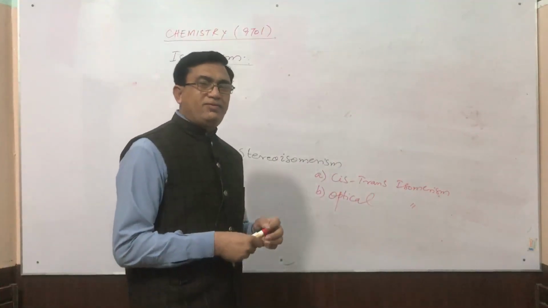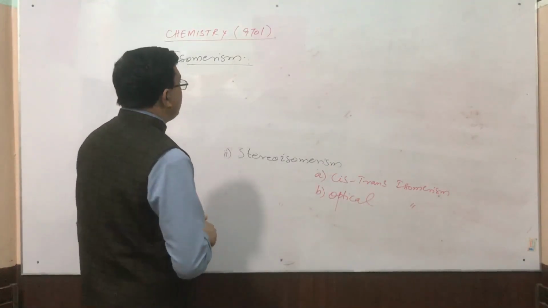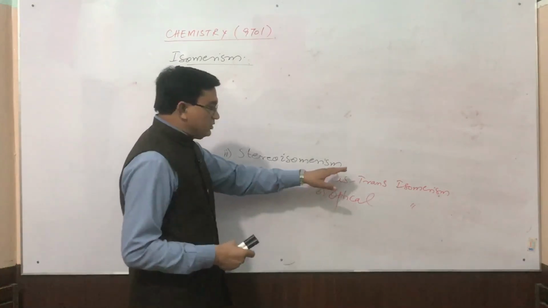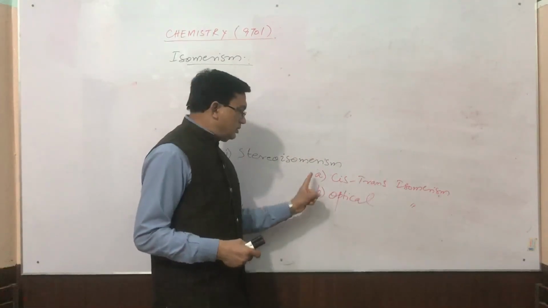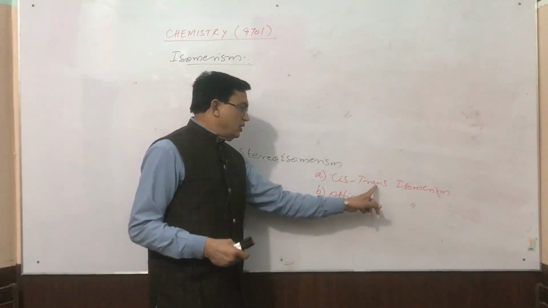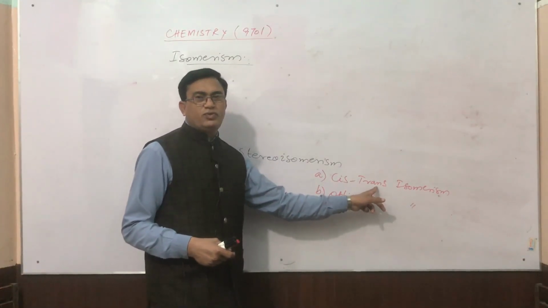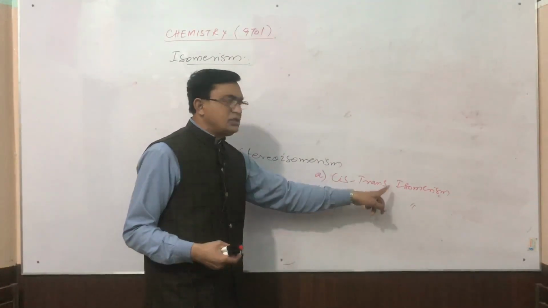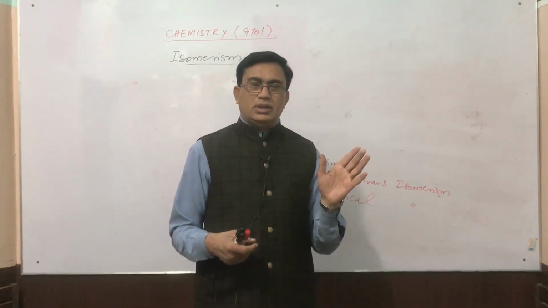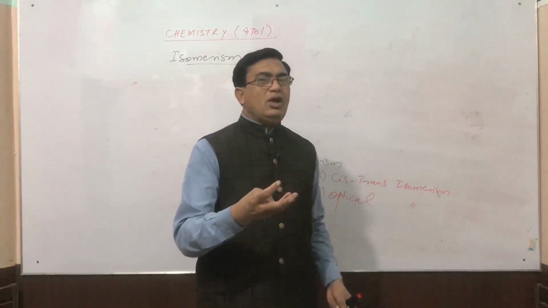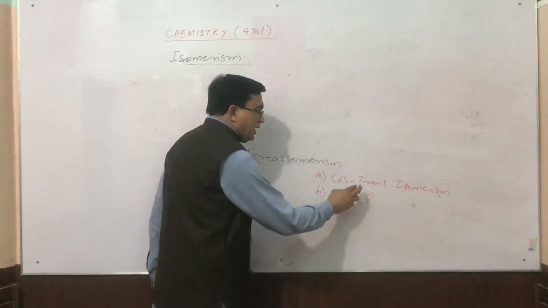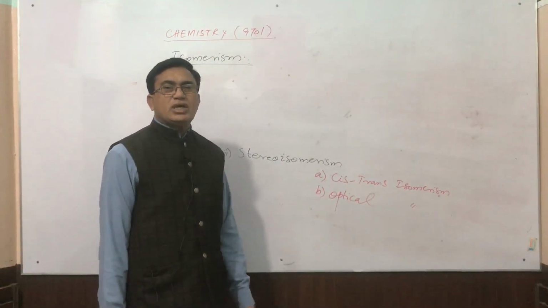Continuing from the previous lectures, our next topic of isomerism is stereoisomerism. Stereoisomerism further has two types. Number one is cis-trans isomerism and second is optical isomerism. We will discuss cis-trans isomerism first. This type of isomerism is exhibited only by compounds which contain double bonds. All those compounds which contain single or triple bonds are not capable of exhibiting cis-trans isomerism.